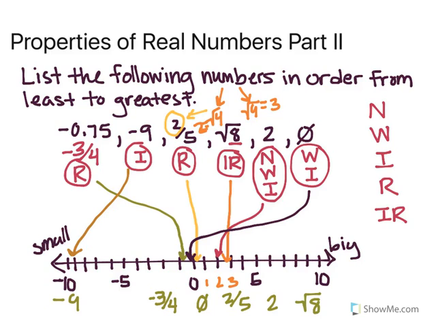And I just want to double check to see if I have all my values in here. I should have 6 of them: 1, 2, 3, 4, 5, 6. And there we go. There's our order from least to greatest. Thanks for watching.